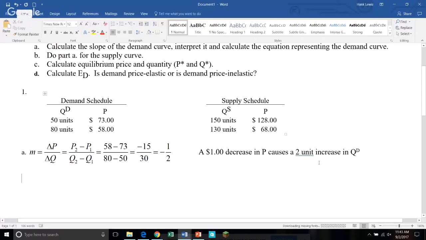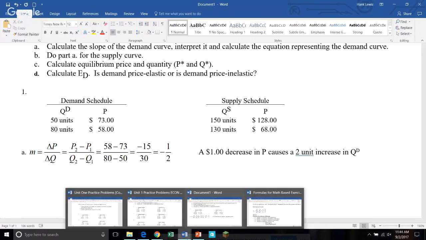And boom, boom. Okay. Now, we've got the slope of demand. We've got the interpretation here. The next step, it says, is to calculate the equation that represents the demand curve. But to get the equation, we need another piece of information here.